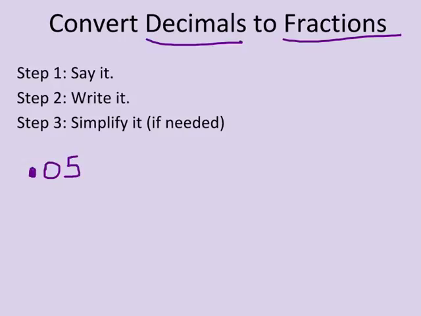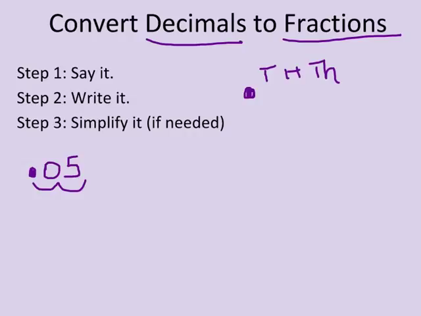Let's say, for example, you have 0.05. Well, you're well aware of place value, and you know that behind the decimal we have tenths, then hundredths, and then thousandths. So if I'm reading this, I'm saying, okay, well, this is in the hundredths place value. So I read this as 5/100ths.